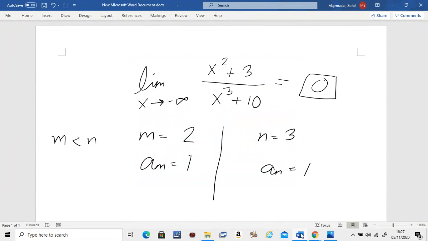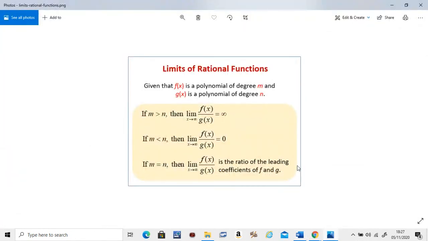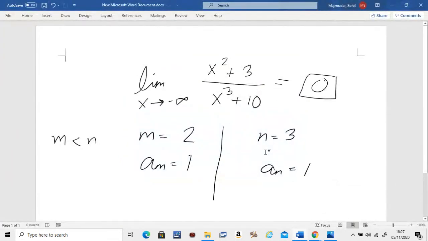So limits at infinity can be found for rational functions using these steps and looking at the formulas. Any questions, you can type in below. With this, you should be able to do most of the problems.